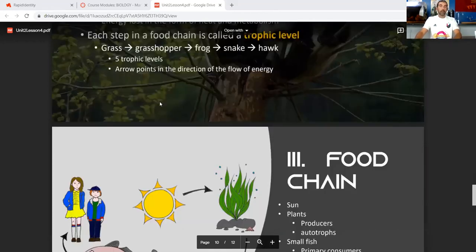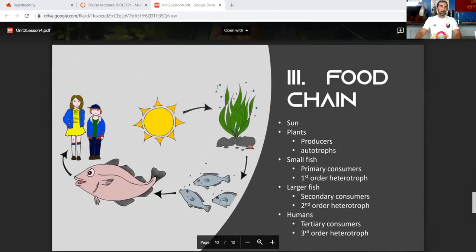We can go back to that food chain I used yesterday. At the end of the day, the ultimate source of energy comes from the sun. That radiant energy is converted into chemical energy by the autotroph or producer. This producer is producing its own glucose by the process of photosynthesis. That's why it's called a producer or an autotroph.